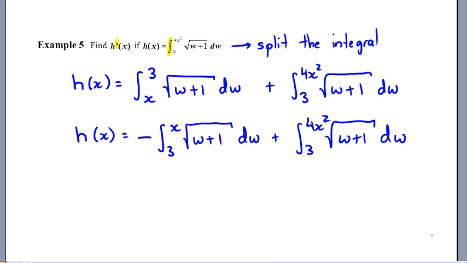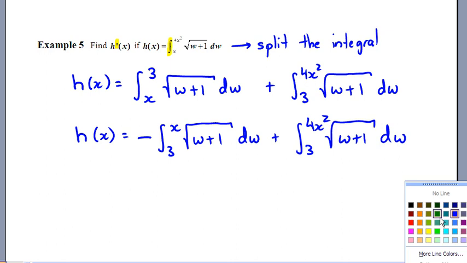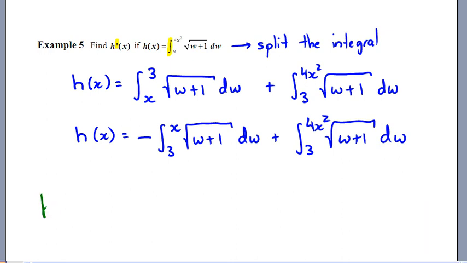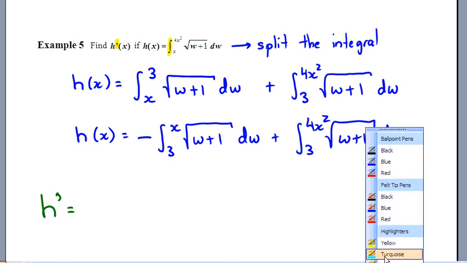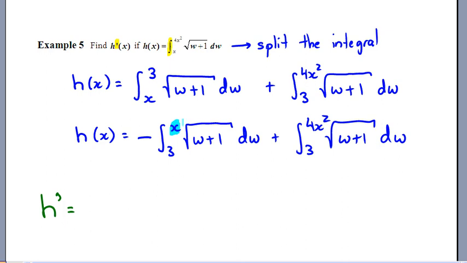Okay, now I'm going to go and do my derivative. Here comes my answer. I'm going to go and do h prime. Well, as I do a derivative, it's just going to remove that integral sign. And I'm going to end up dropping that x, in this case, into the machine. It's just going to drop in.